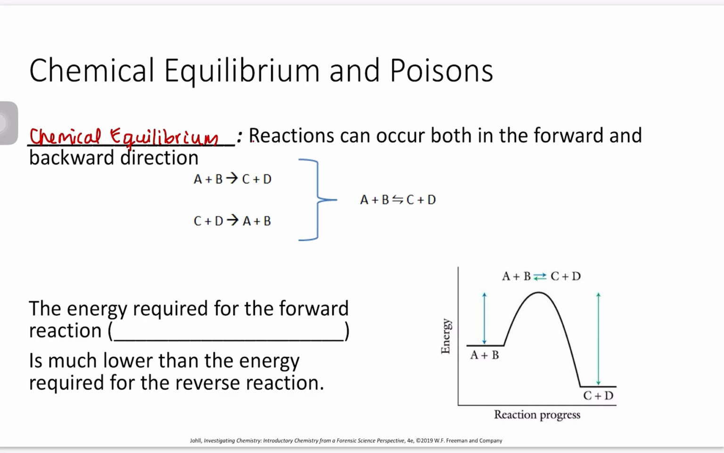Now, the energy required for a reaction to take place is the activation energy. The activation energy for the forward direction is much lower than that of the activation energy for the reverse reaction, as shown in this diagram here.